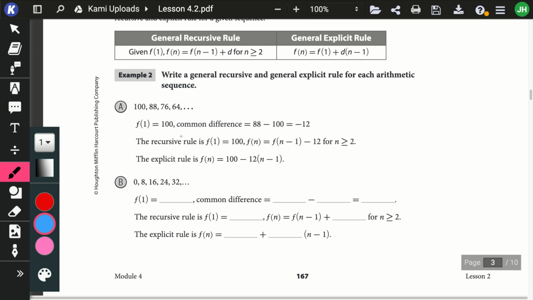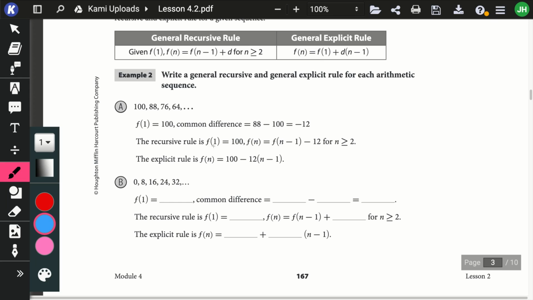All right, let's look at the example. Here's a sequence that's arithmetic. We can check by doing the differences. f of 1 equals 100. The common difference equals 88 minus 100, or negative 12, because 100 is 12 more than 88. So the difference is a negative 12.